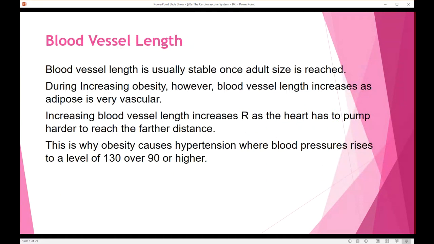So once we hit adult size, blood vessel length is usually pretty stable, but during increasing obesity, we can get a higher blood vessel length, right? And that's because adipose tissue or fatty tissue is very vascular. Increasing blood vessel length is going to increase our resistance as the heart has to pump harder to reach that further distance. This is why obesity can cause hypertension. The blood pressure is going to rise to a level of over 130 over 90 or higher.